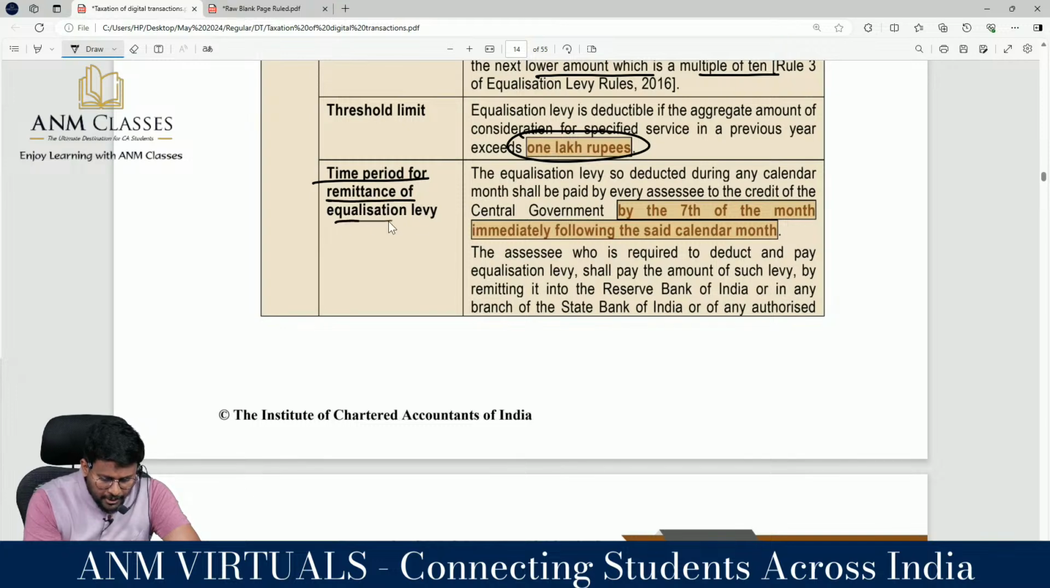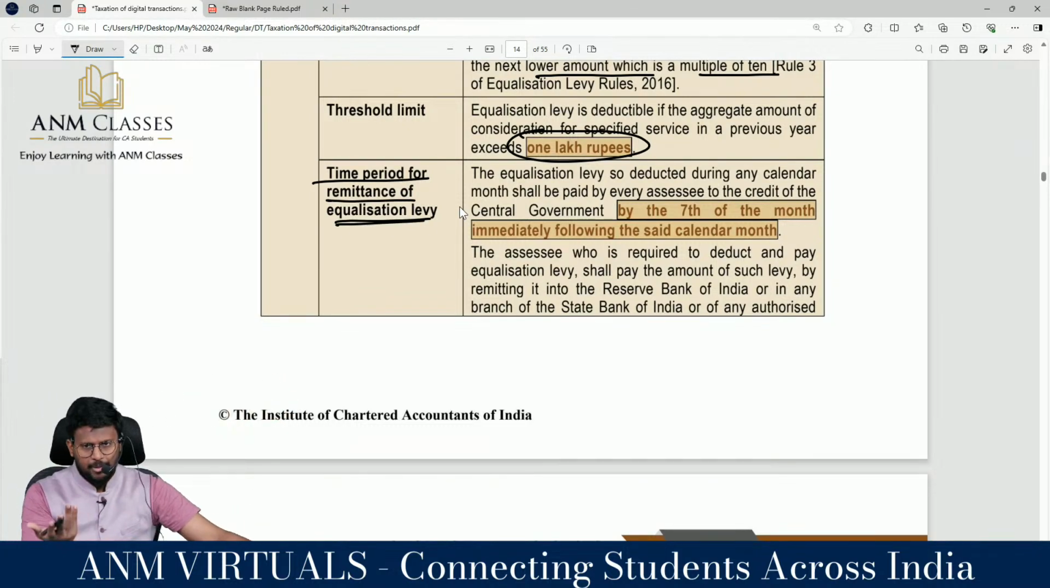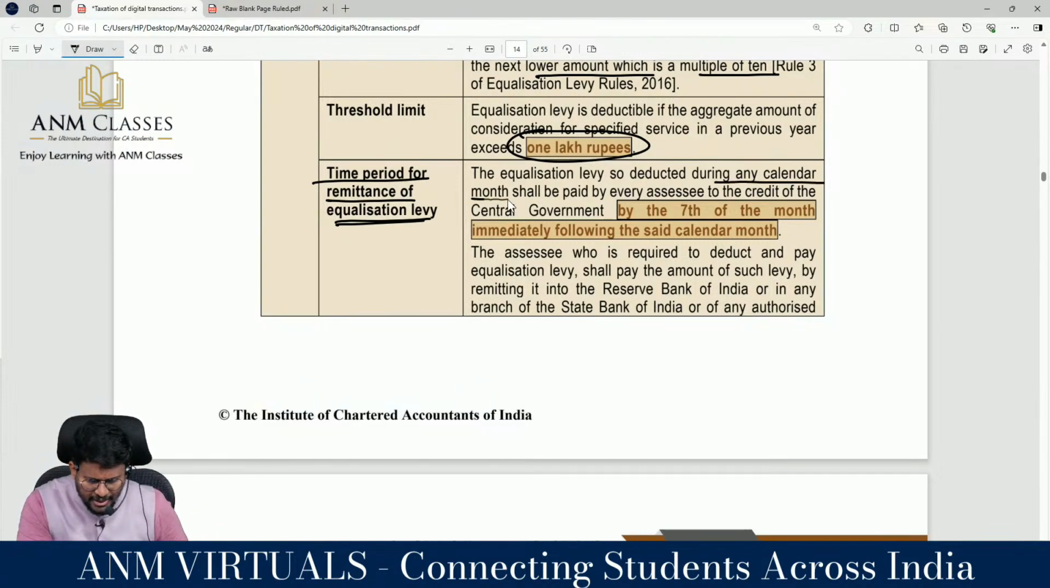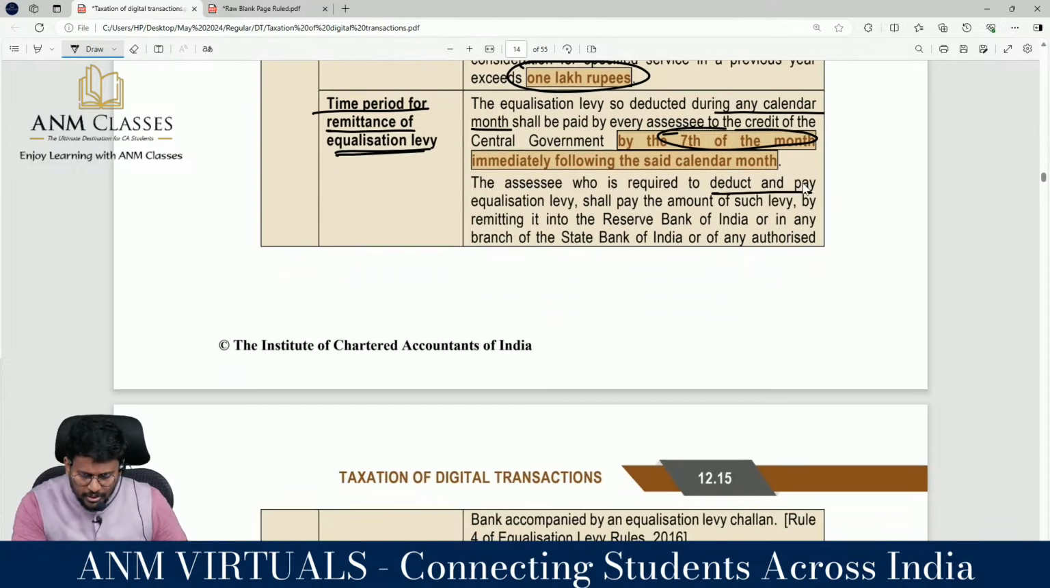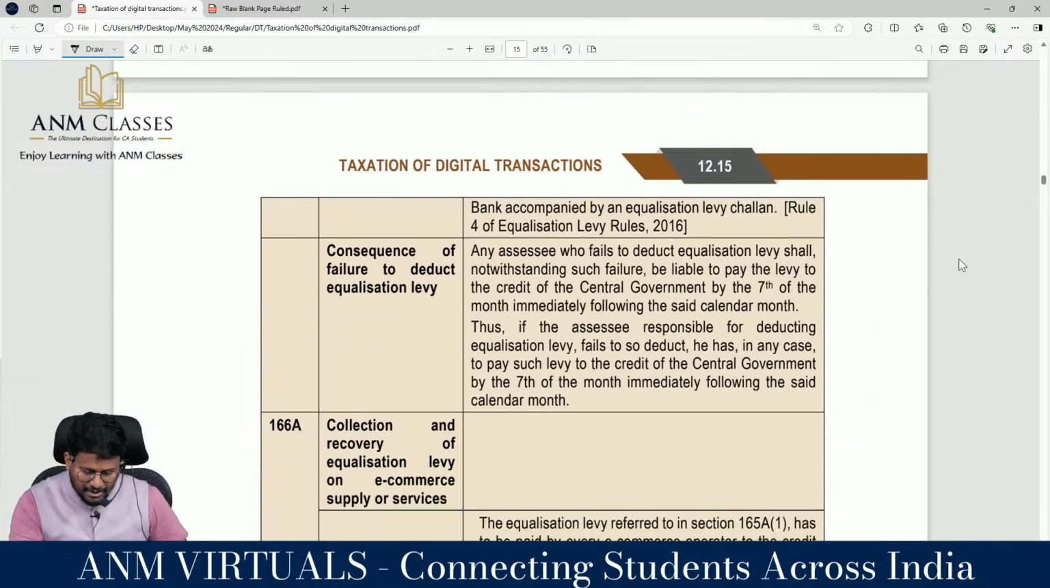Time period for remittance of equalization levy. We pay TDS by the 7th of the next month after deduction, right? So for equalization levy it should be the same, correct? The equalization levy so deducted during any month shall be paid by every assessee to the credit of the central government by 7th of the month immediately following the said month. The assessee who is required to deduct and pay equalization levy shall pay the amount of such levy by remitting it into the Reserve Bank of India or any branch of SBI or any authorized bank, accompanied by an equalization levy challan.